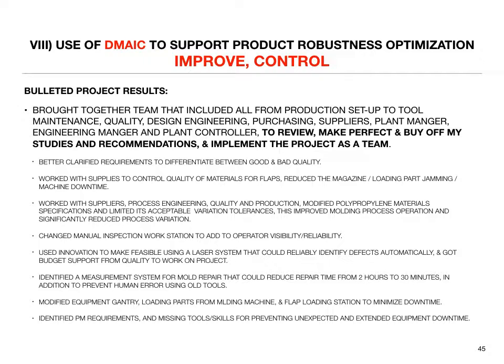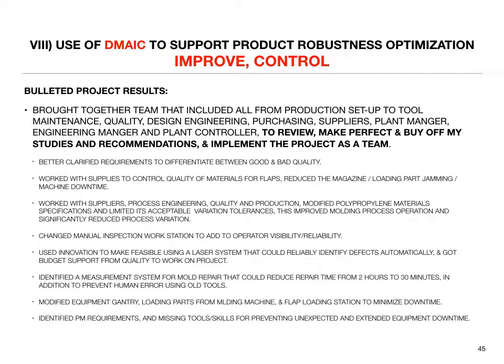Then work with the suppliers to control quality of materials for flaps. Flaps were one of the incoming components, and they had quality issues, which was causing jamming of automated equipment. So we eliminated that, and we found out how to eliminate it at least. And work with suppliers, process engineering, quality and production, modified polypropylene materials specification, and limited its acceptable variation tolerances. This improved molding process operation and significantly reduced process variation.